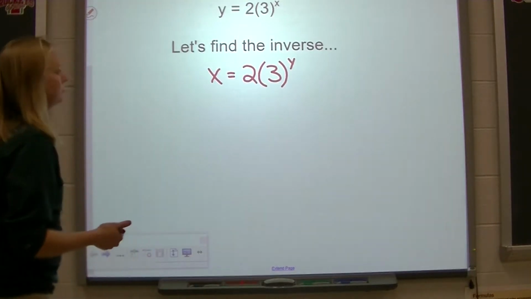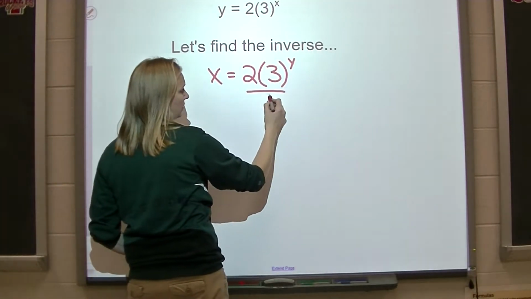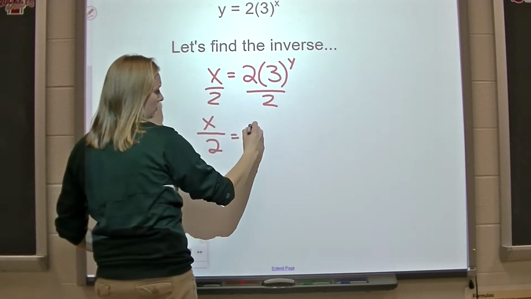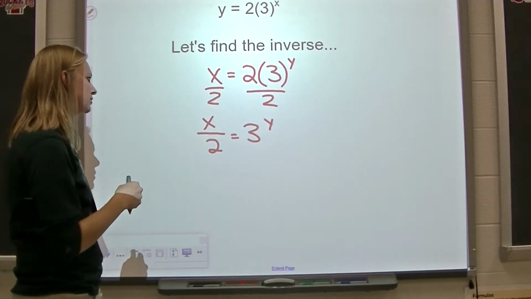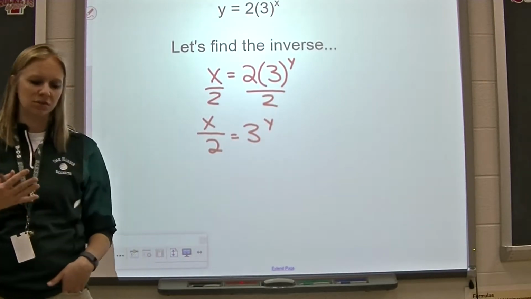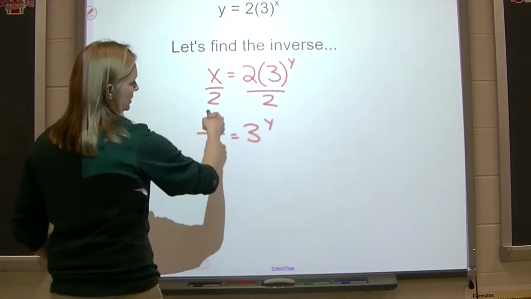So in this case, we're going to have to get the base by itself. So we'll divide everything by 2. So we have x divided by 2 equals 3 to the power of y. Now, before, whatever this exponent was, we would take the root of that. So if it was a square, we'd take the square root. If it was a 3, we'd take the cube root. If it was a 4, we'd take the fourth root.